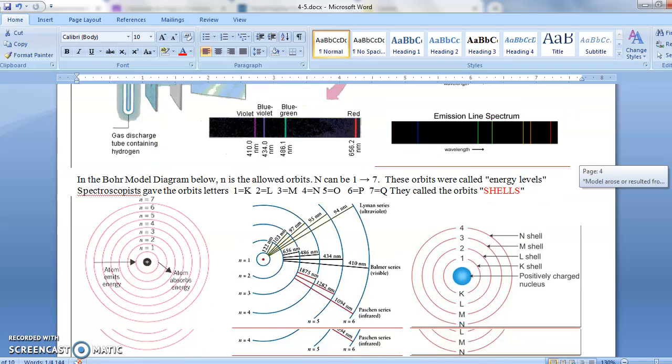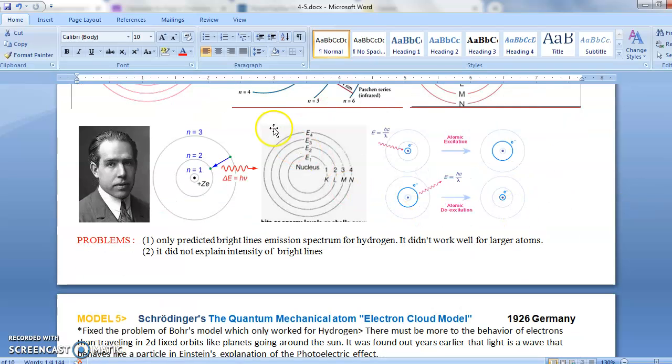When you got to larger atoms, the bands didn't quite line up with the energies that were associated with those levels. And it also didn't explain the intensities of certain lines or the appearance of certain lines. So Bohr's model was a great advancement, but there must be more to the electron than traveling in certain orbits. There had to be more to the electron.